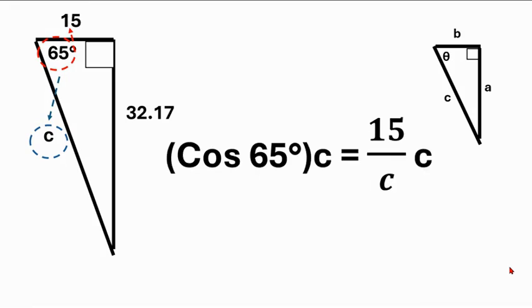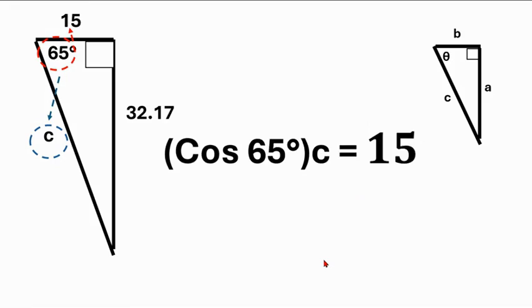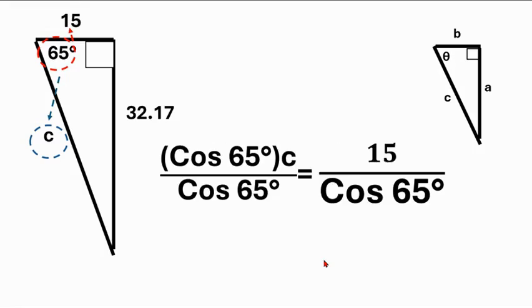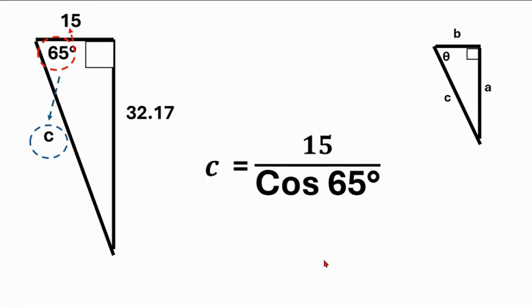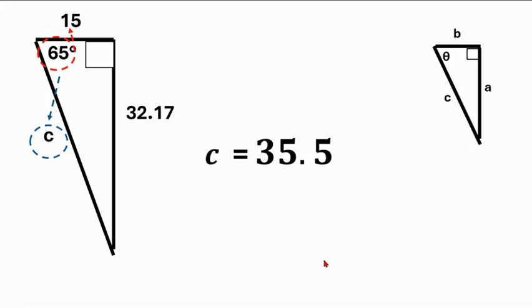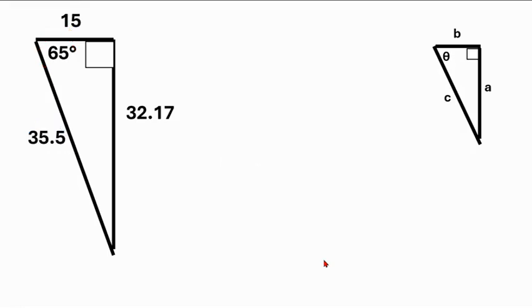We do that by multiplying by C, which causes it to cancel out on the right side, so it's no longer in the bottom of the fraction. We have to multiply the other side by C, so it appears over here. We want C by itself, so we need to get rid of this term that's being multiplied to C, and we do that by dividing by cosine 65 on both sides. Those cancel out on the left side, and that gives us something that we can now put in a calculator. Once you put that in the calculator, you should get this number right here, with a little rounding, 35.5. So there's our triangle.